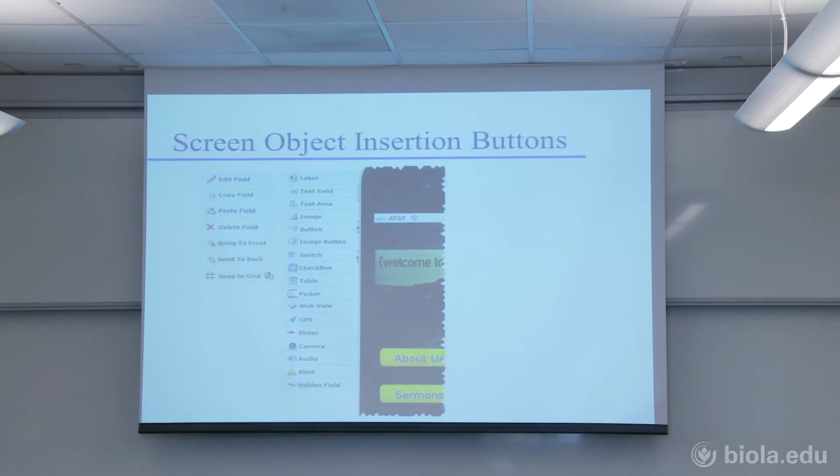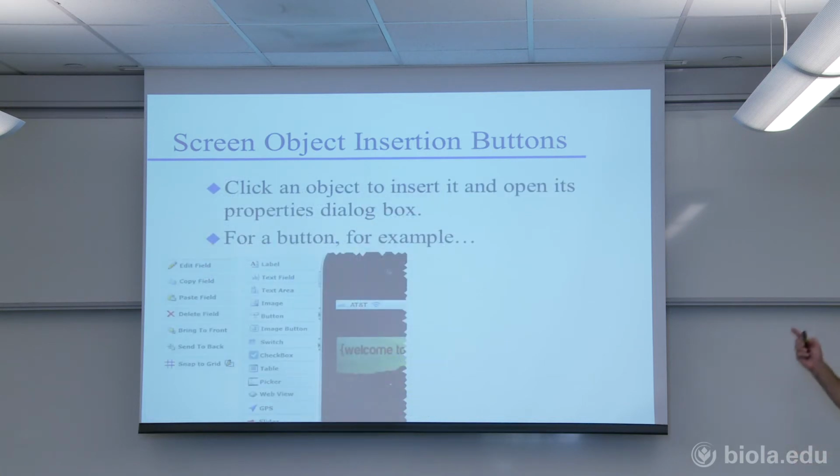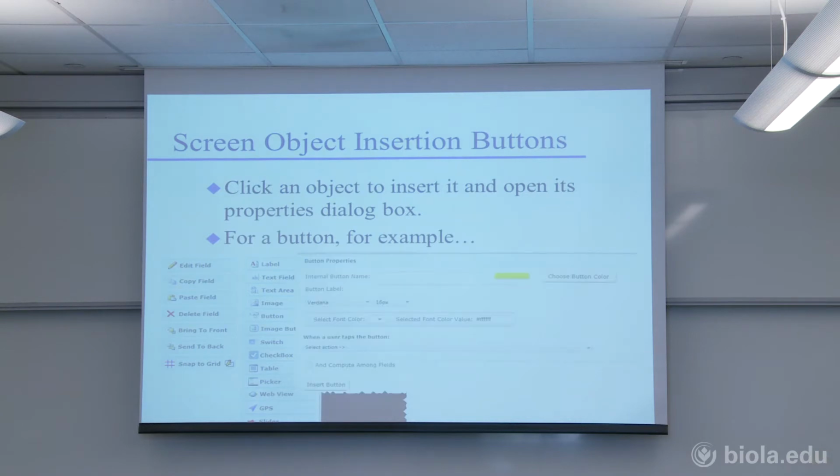All right, again, here are the objects. And you'll notice I can do anything from a label to an image, to a button, to a switch, to a table, to the picker, to the GPS, et cetera, et cetera. A lot of options here. And if I want to insert an object, I click it. And what that will do is insert the object on the canvas. It doesn't know where I want it, so it just centers it, and then I have to drag it into place. And it will open up its properties box.